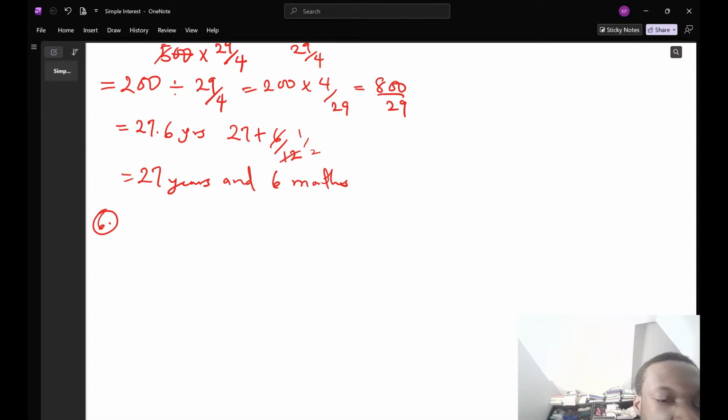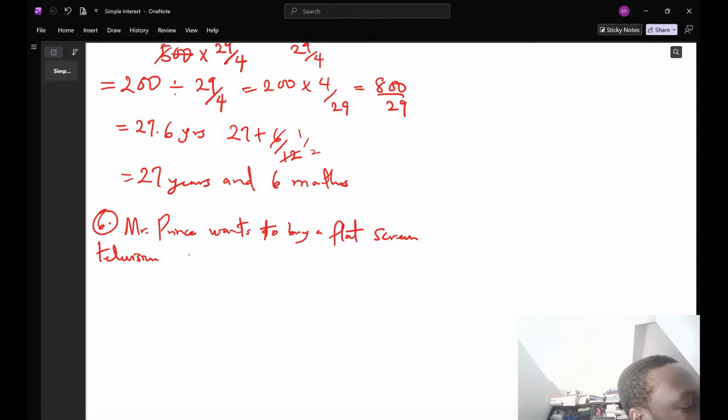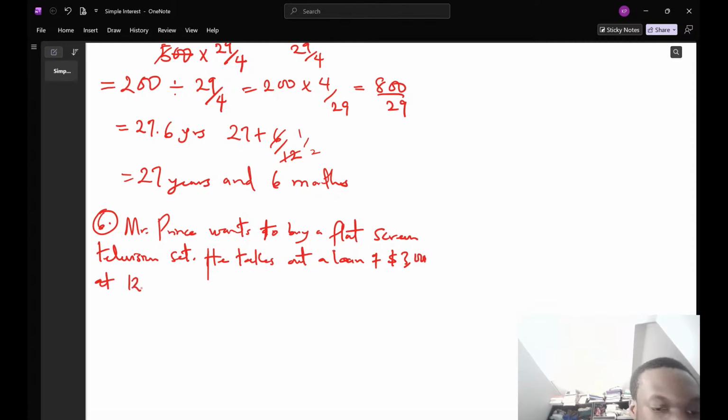It says, Mr. Prince wants to buy a flat screen television set. He takes out a loan of $3,000 at 12% per annum for 2 years. The question says calculate the simple interest.